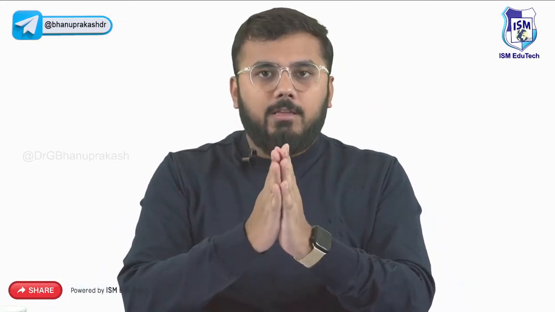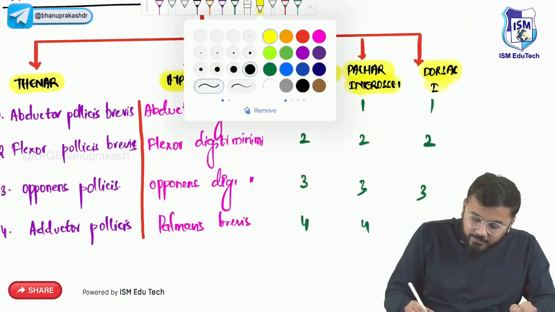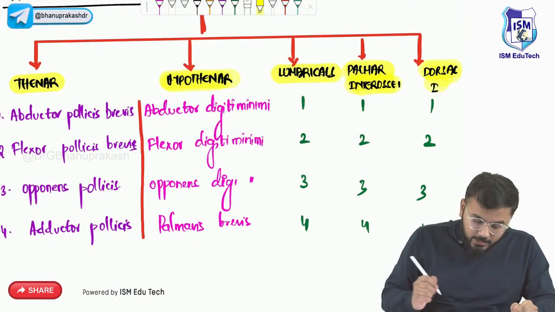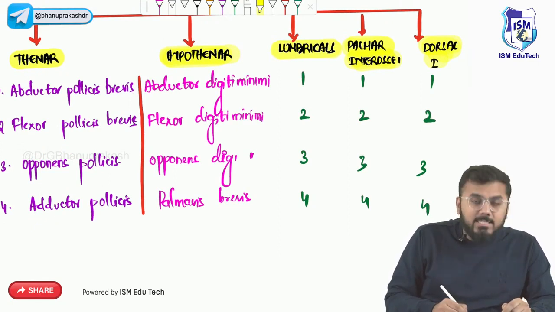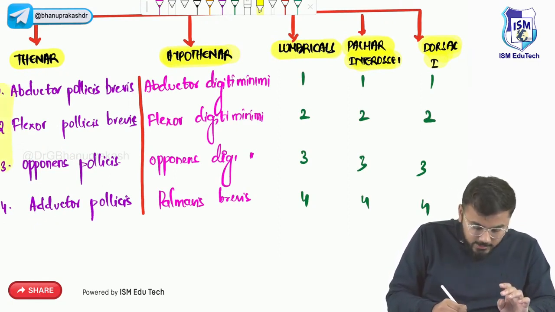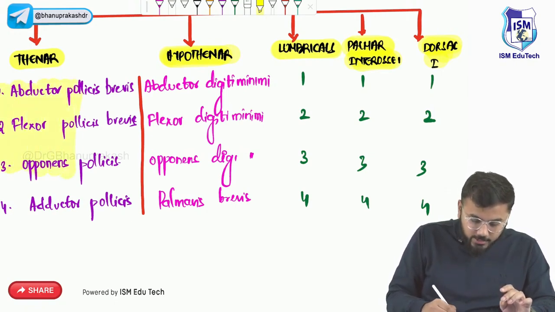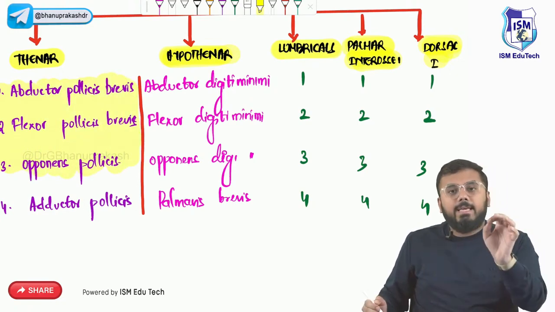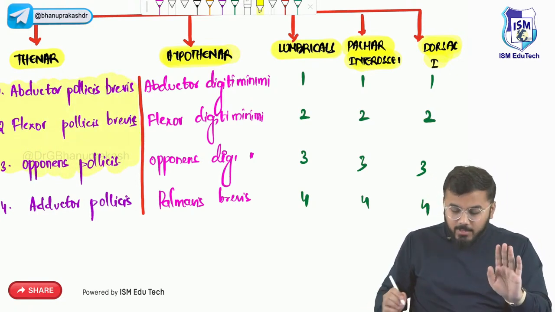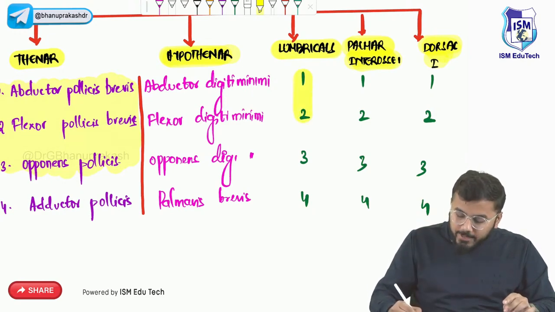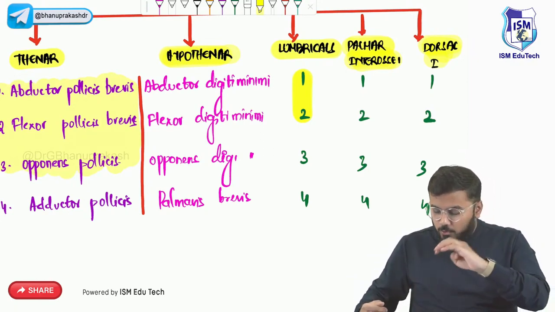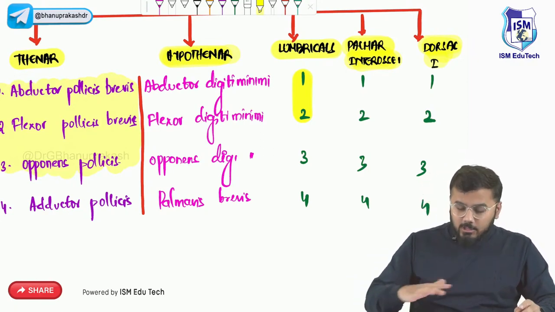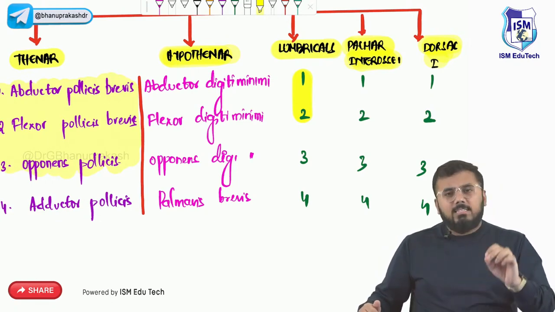Now look here. Coming to the nerve supply, look here very, very carefully. All of you look here. The first 3 muscles of your thenar region are supplied by median nerve, and in the lumbricals also, the first 2 lumbricals are supplied by median nerve. So how many muscles? I think 20 muscles are there, right? Out of all these 20 muscles, how many muscles are supplied by median nerve?